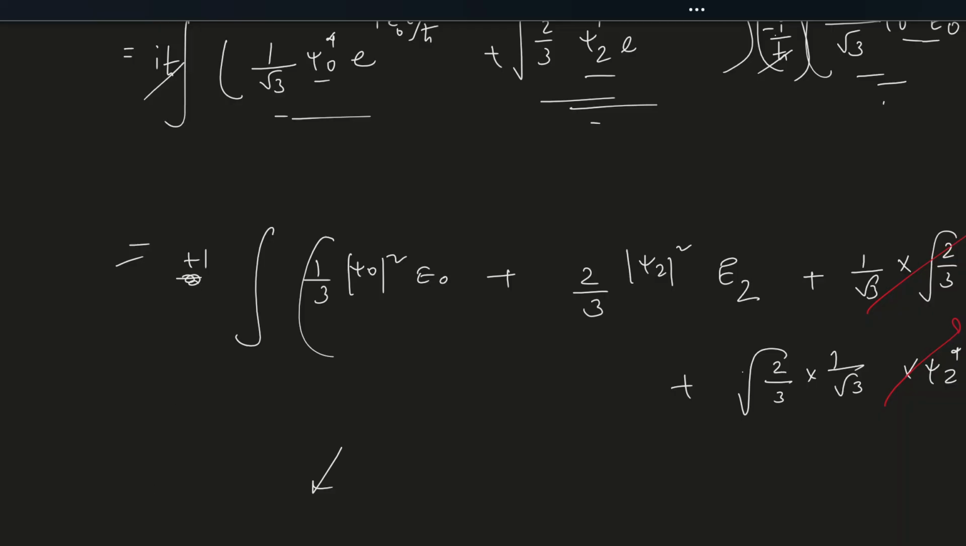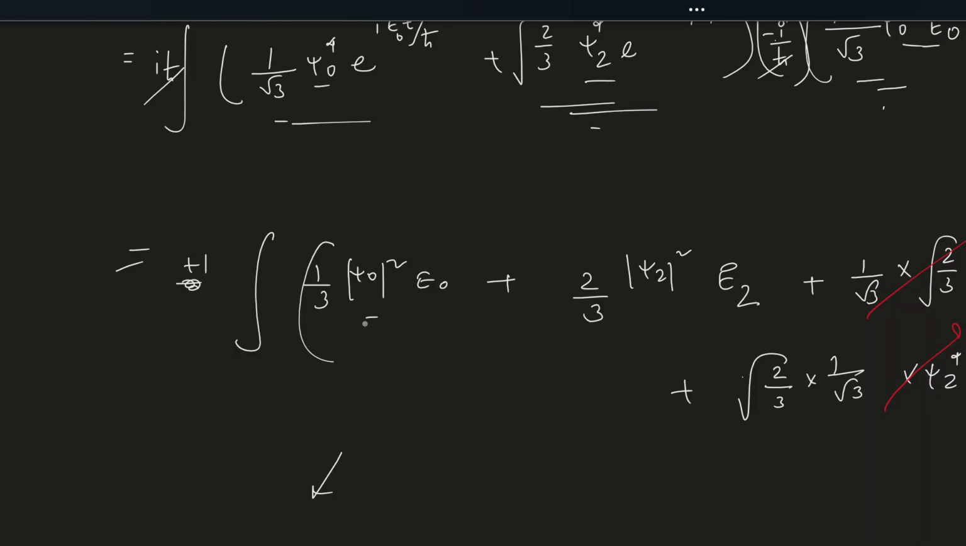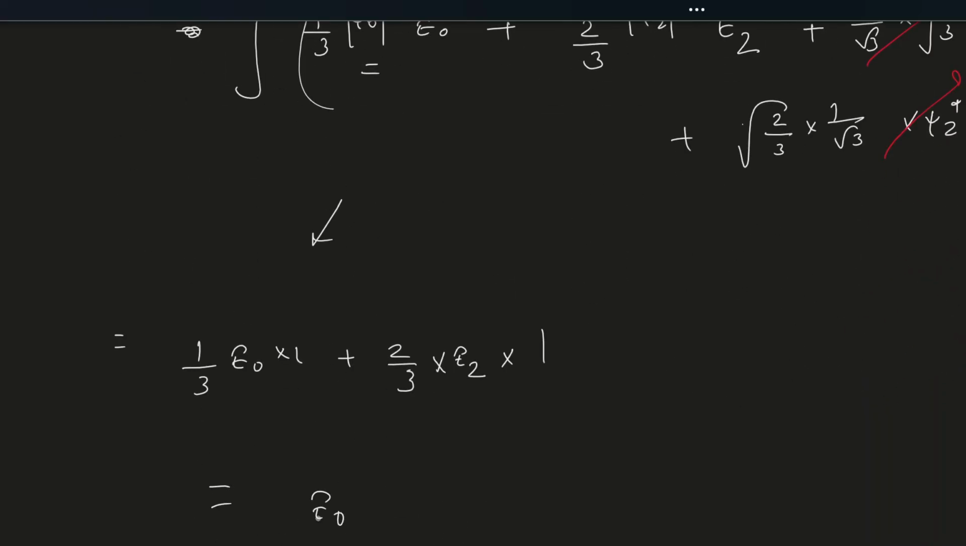So you are only left with these terms, that this is plus 1. So this cancels. This is not taken. So this is 1/3, and the integral of psi naught whole mod square dx is giving you 1 because all other terms are independent of x, right? So this is into 1, plus also 2/3 E2 as a constant comes out, and psi 2 whole mod square dx is 1. So what you get is E naught times 1/3 plus 2/3 into E2. So this is the final energy expectation value for this kind of case.